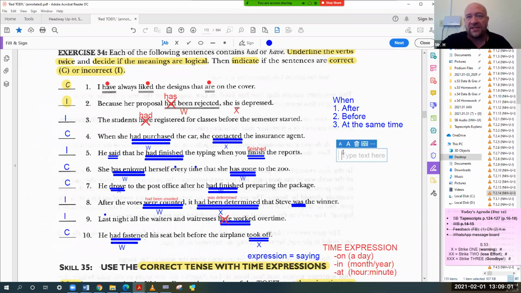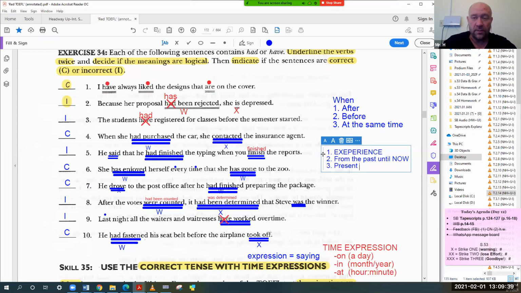Now remember, the present perfect has three different situations. One situation is experience. That's number one. What's number two? Results. No, number two is from the past until now. That's number two. What's number three? It's called present. Not present. It's called recent past.